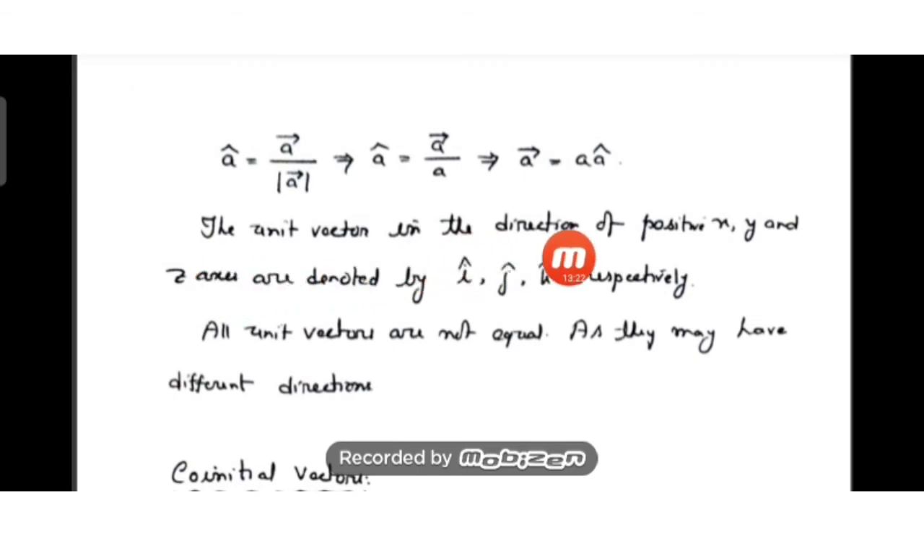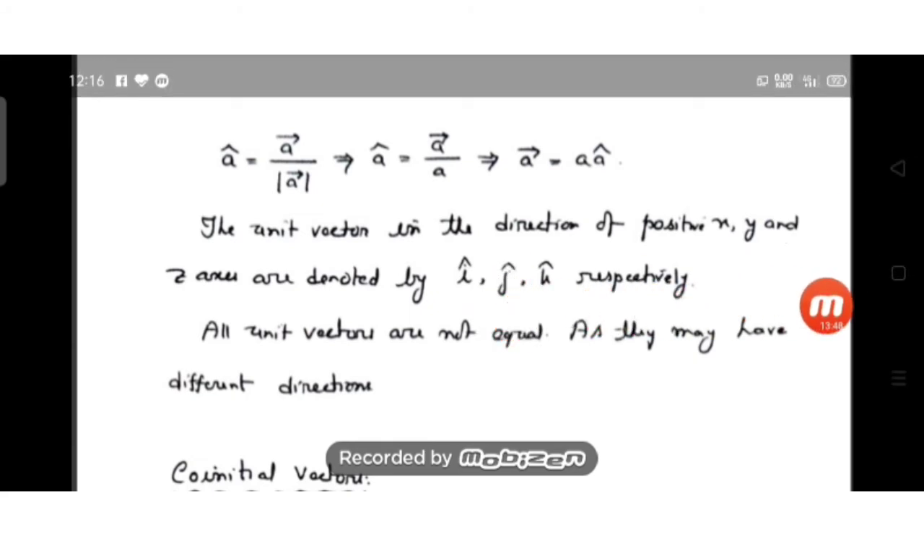The unit vector in the direction of the positive x-axis, y-axis and z-axis is denoted by i cap, j cap, k cap. It is a frequently used notation. So if I consider three-dimensional geometry x, y, z, in the positive direction of the x-axis, y-axis and z-axis, the unit vectors assigned are represented symbolically by small i cap, small j cap and small k cap.